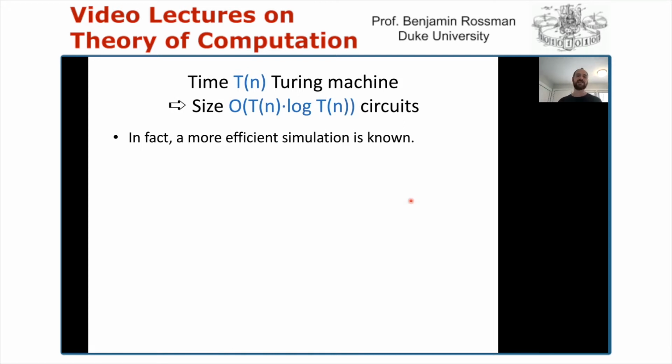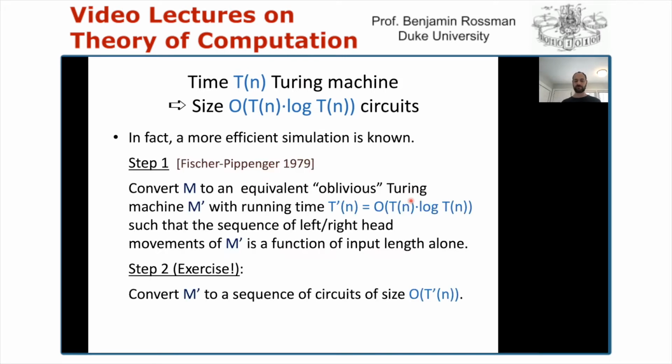I wanted to mention that a more efficient simulation is in fact known. There exist circuits of size t log t which simulate a time t Turing machine. Just to outline how that goes, the first step is to convert any Turing machine M into what's known as an oblivious Turing machine M prime with running time t prime equals t log t.